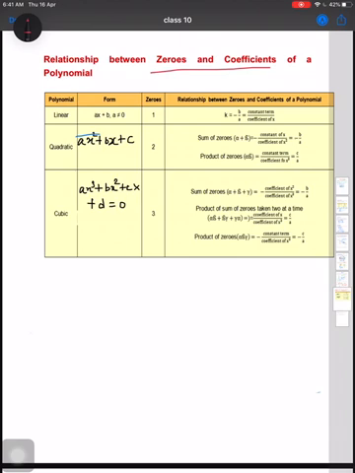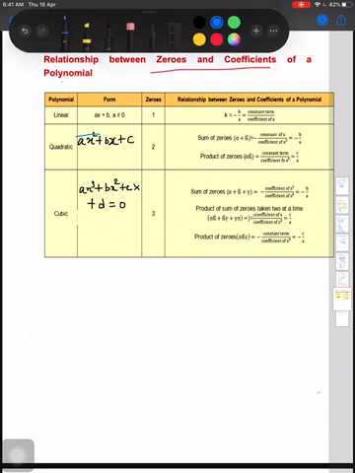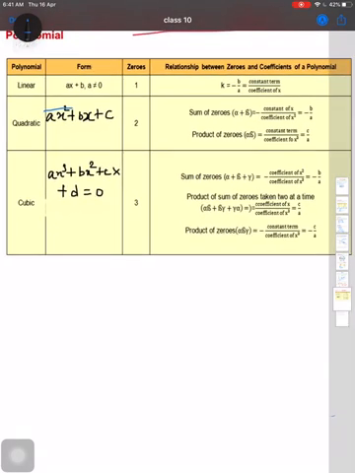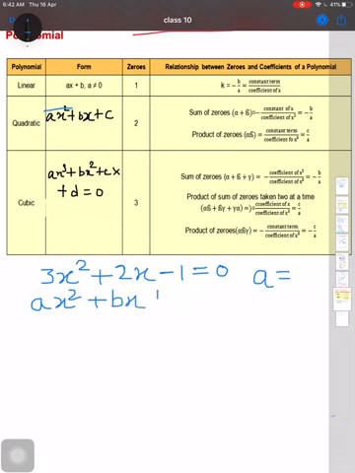Next is the relationship between the zeros and the coefficients. Zeros is clear, so now I'll tell you the relationship between the zeros and the coefficients of the polynomial. Just make this clear. If the equation is 3x square plus 2x minus 1 equals 0, this is the equation. Now in this equation, what will be the value of a? Compare this equation with ax square plus bx plus c equals 0.